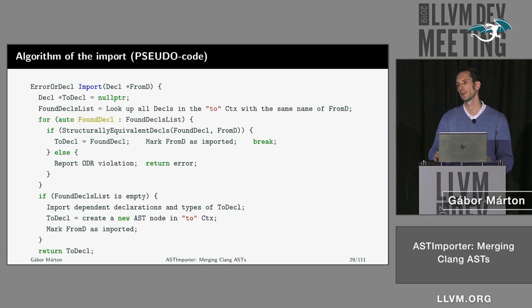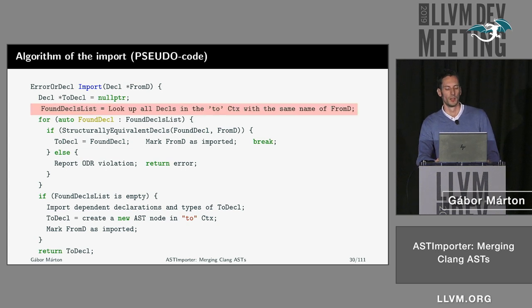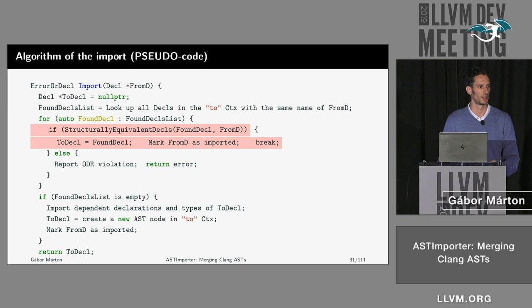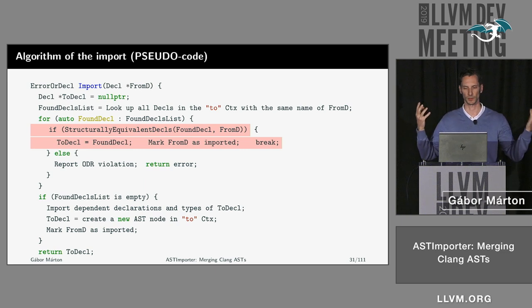All right, so before going on, let me just further explain the algorithm of the AST importer. When we want to import a declaration, first we must look up in the destination context for existing declarations which have the very same name as the node we want to import. Then if we find something that has the very same name, we must check whether this declaration is inconsistent or consistent with the newly imported node. This consistency check is done by checking the structures of the declaration.